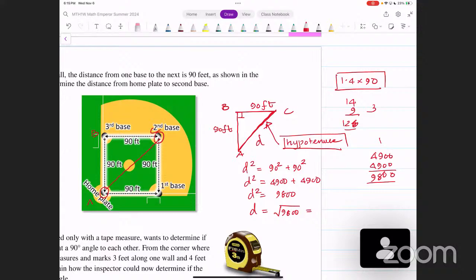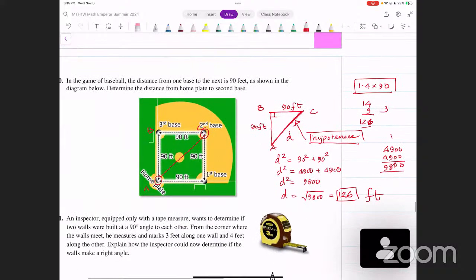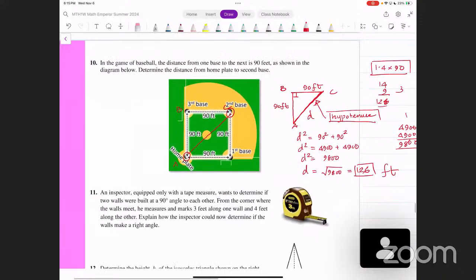I got 126. That's right, so I did my mental math. So 126 feet. All right, that's a good question. That was an application of the Pythagorean theorem. And then how about the rest?